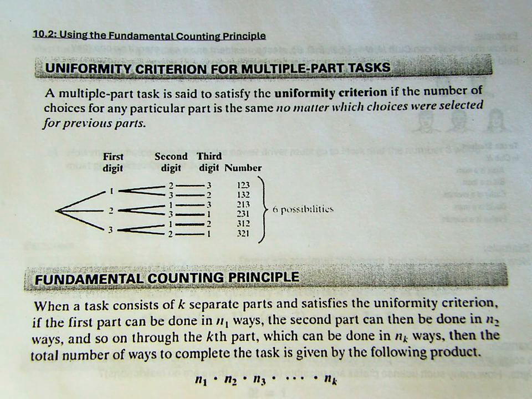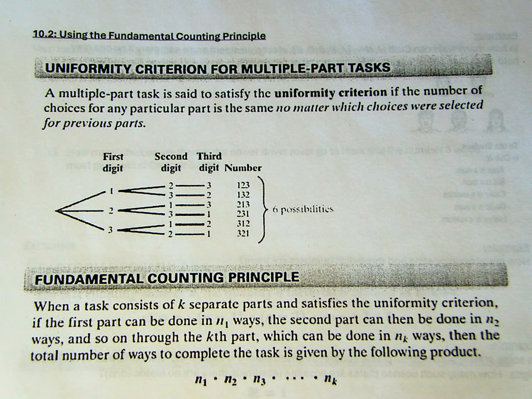All right. 10.2 is using the fundamental counting principle. This is going to help us find the number of ways to do certain tasks without actually having to list them all out. In 10.1, we didn't really have a good way to figure out the number of ways that you could pick a president and a secretary and a treasurer from this number. We just kind of had to list them out.